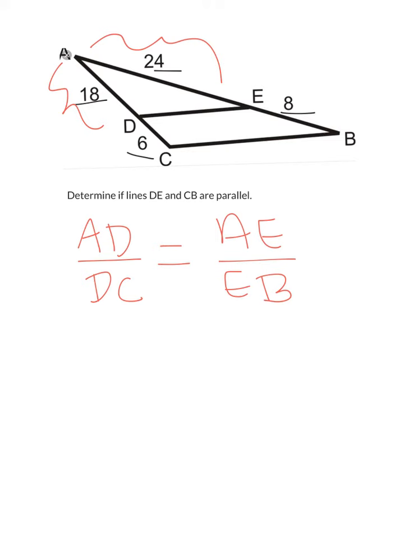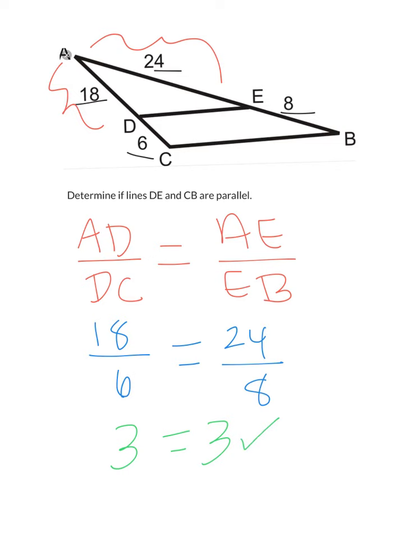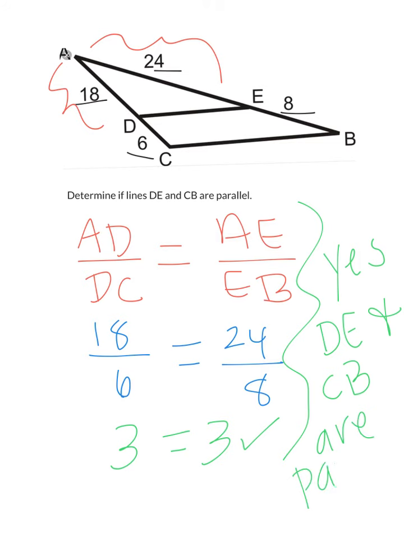So replacing what I have, AD was worth 18, DC is 6, AE is 24, and EB is 8. So if I do the calculations, I have 18 divided by 6 gives me 3, and 24 divided by 8 gives me 3. So if you notice, I have the same ratio. They came out to the same scale factor, so therefore we can claim, yes, DE and CB are parallel. And again, reason being, when we solved and showed whether the proportions were equal, they were. Therefore, we can claim we now have parallel lines.